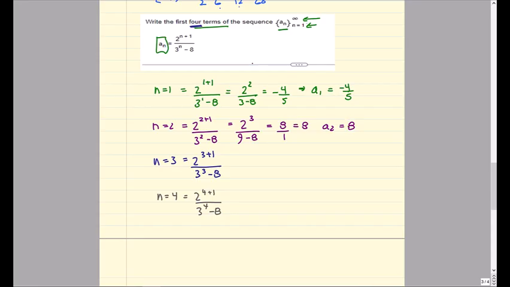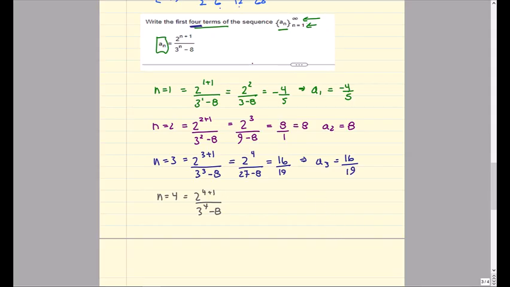Okay, as we continue to work here, we have 2 to the 3 plus 1. 3 plus 1 is 4. 3 cubed is 27 minus 8. 2 to the 4th is 16. And 27 minus 8 is 19. So this tells me that my third term in my sequence is 16 over 19.